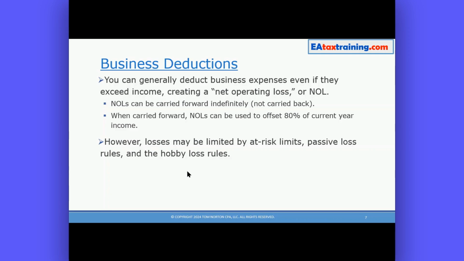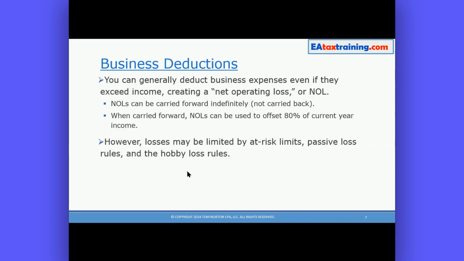Meaning, if you have a loss in this year and you have a gain next year, then you can offset a large part of that gain with the loss from the previous year. Now, when they are carried forward, they can only be used to offset 80% of your current year taxable income. Again, that used to be 100%, but it is now only 80% of your current year income that you can offset with a loss carried forward from a previous year.